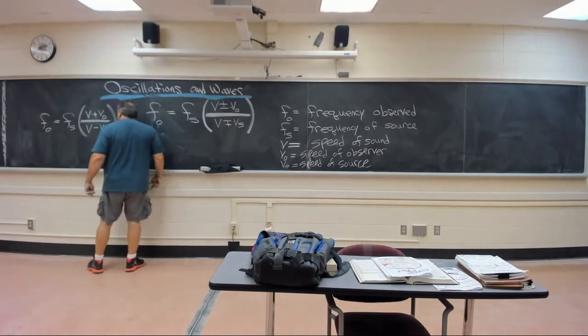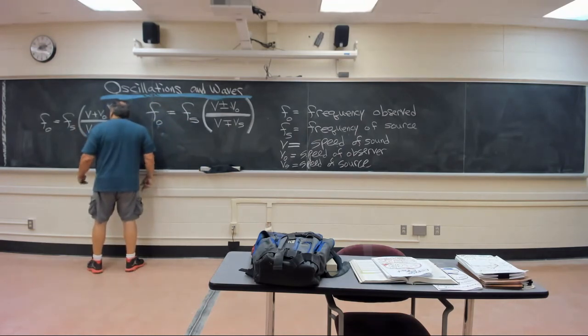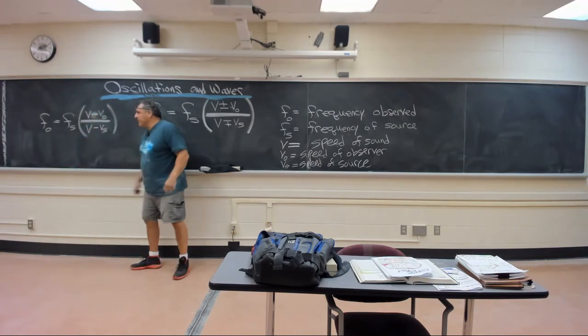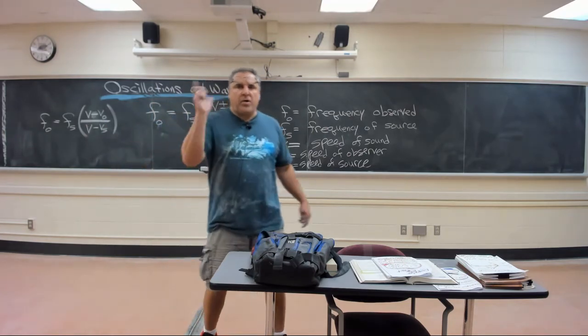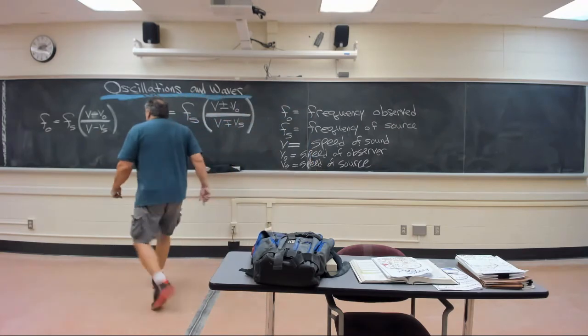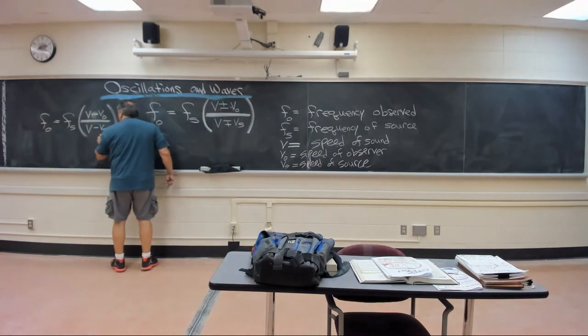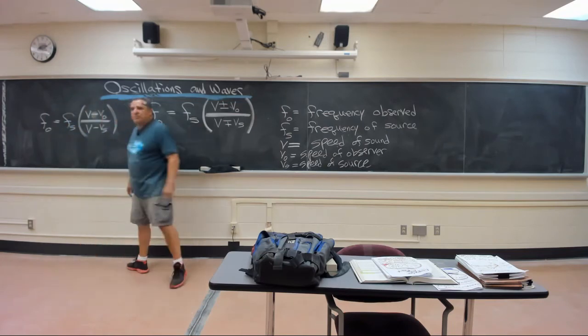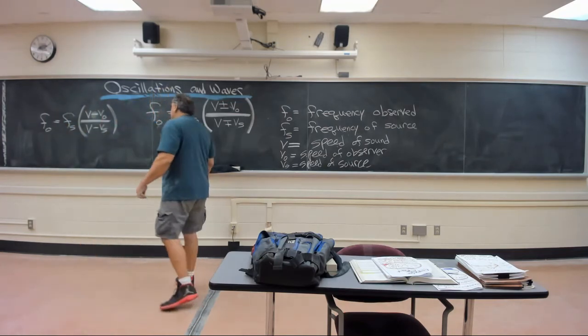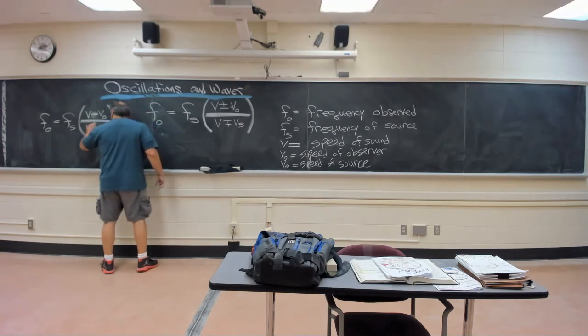Let's say you are running away from it, that's minus, but it's still running at you. If its speed and your speed are equal, V minus VO, and VO is the same as VS, V minus VO divided by V minus VO, that's 1. Fs equals FO, etc., etc.